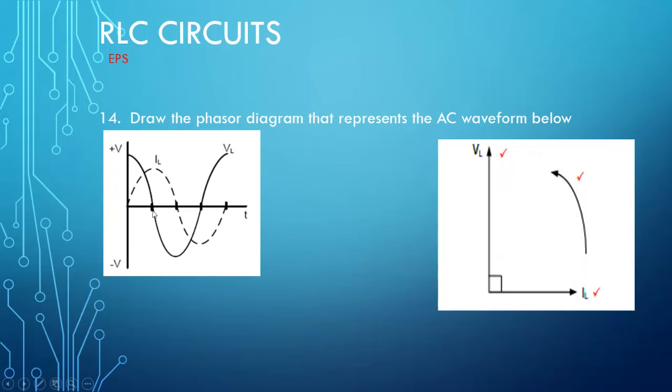Coming back there, notice this point here and notice this point here. Notice they have the same shape. If this point was exactly on that point, they would be in phase. So notice that the current is 90 degrees behind the voltage. So this would be the phasor diagram. Also include the direction of rotation, which is always anti-clockwise, and include the labels.